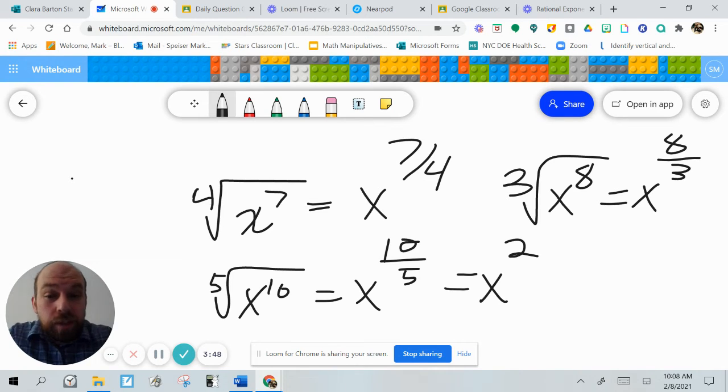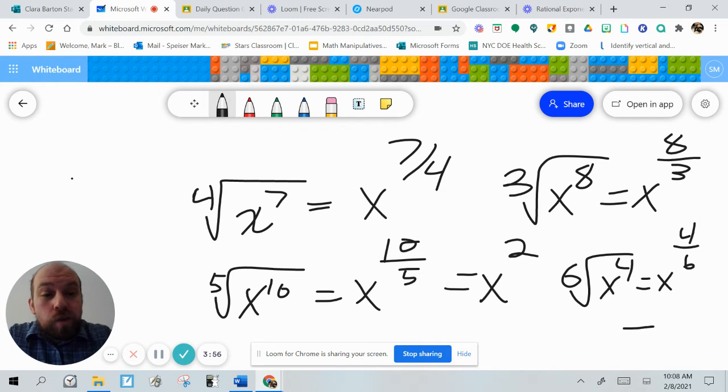Another example, if you had the 6th root of x to the 4th, that's x to the 4 over 6, or x to the 2/3. Okay. 2 more examples, and then we'll wrap up.